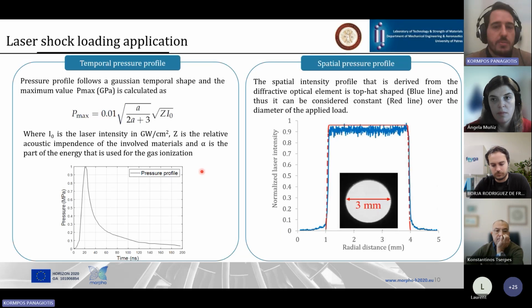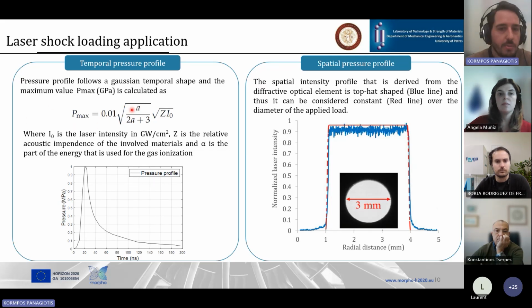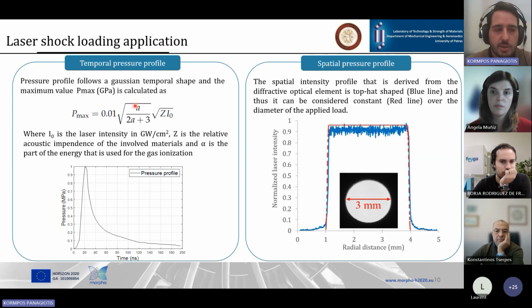Now, the simulation of the loading to produce a shockwave is performed by applying pressure on the material surface, and the pressure follows a Gaussian temporal profile, as illustrated here, while the maximum pressure can be calculated using this equation, where Pmax is the maximum pressure, and alpha is a variable that describes the amount of laser energy that is required to ionize the plasma, and it is a material-dependent property. Z is the relative acoustic impedance between the plasma and the confining material, and I0 is the laser intensity.